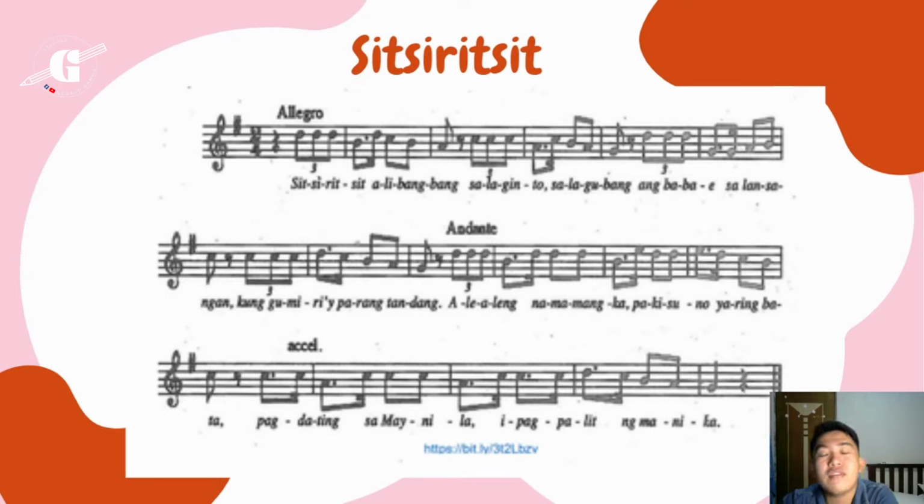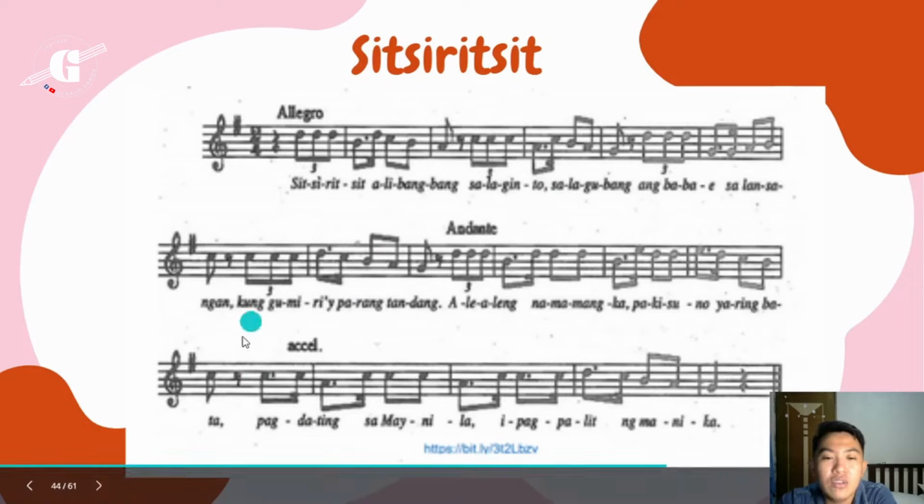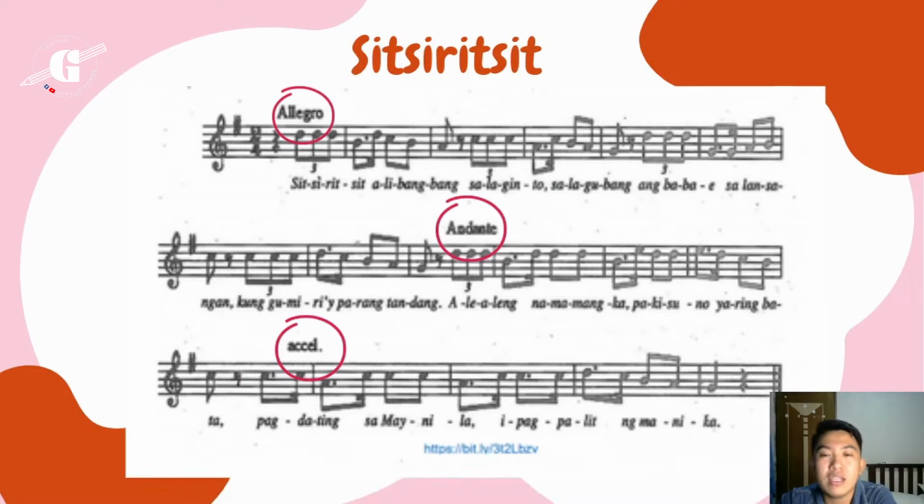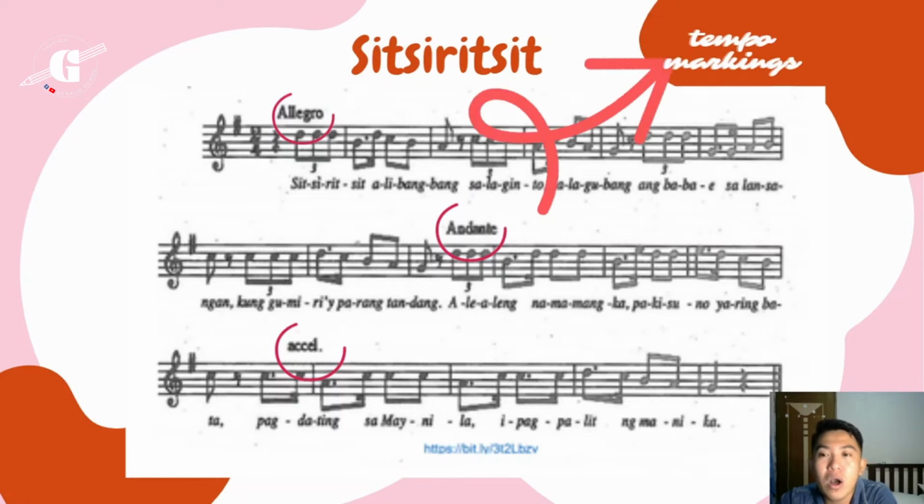So what's more? So we have here the song Sitsiritsit, okay? So nakita natin dito yung tempo markings. Ito yung tinatawag nating tempo markings. Ayan, allegro, nakalagay dyan. Andante, accelerando, okay? So yan, yung mga yan yung tinatawag nating tempo markings, okay?